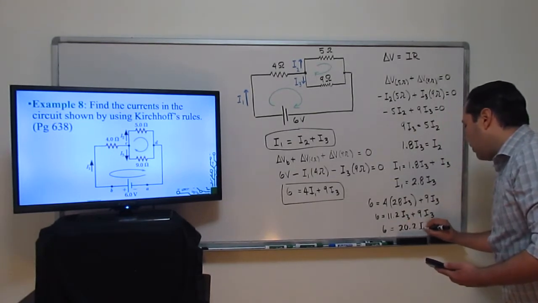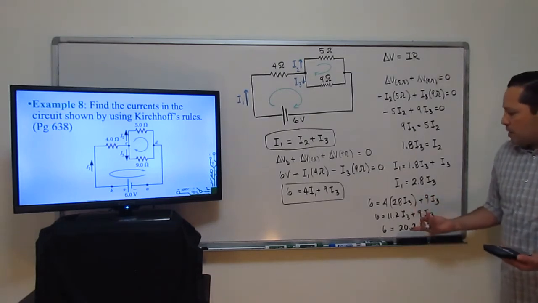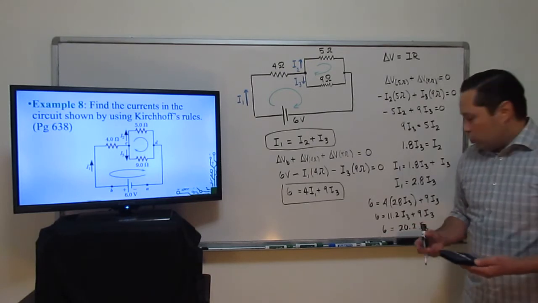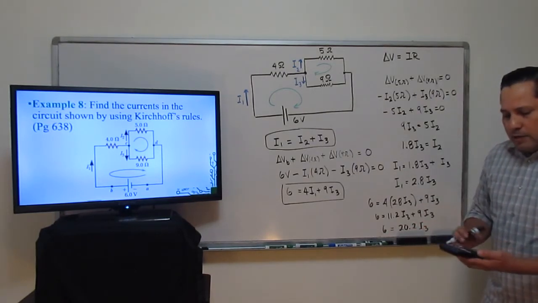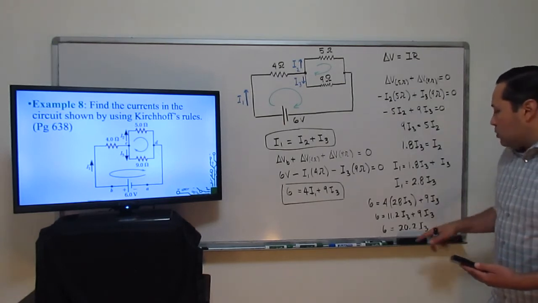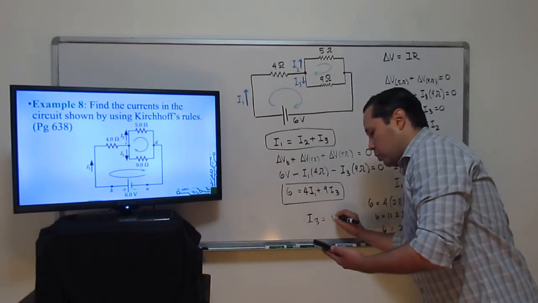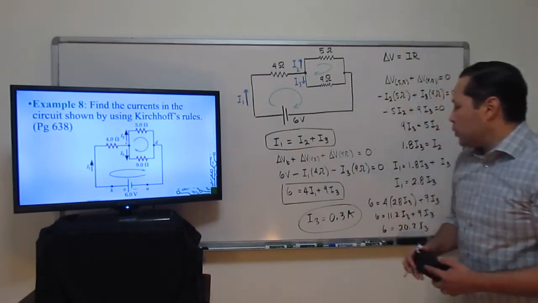20.2 I3. And next I'm going to divide, and I ran out of space here on the board, but I'm going to divide both sides by 20.2, and that's going to give me 6 divided by 20.2. Let's round it off to 0.3. So therefore, I3 equals 0.3 amps.